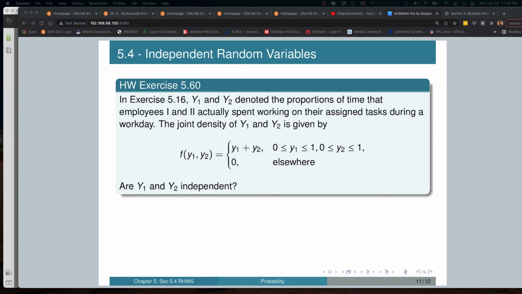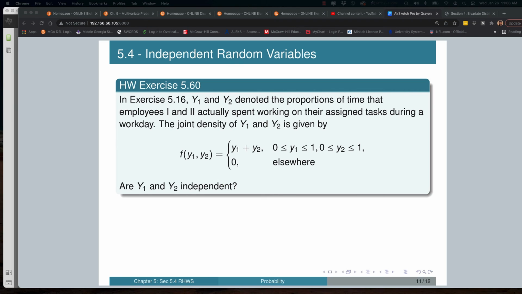But apparently in exercise 5.16, the two random variables denoted the proportions of time that employees 1 and 2 actually spent working on their assigned tasks during a workday. So the joint probability given to us is the following, and it just asks simply the same thing we've been asking all along: are the random variables actually independent of each other?